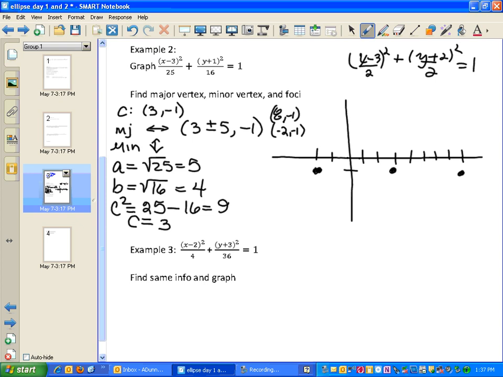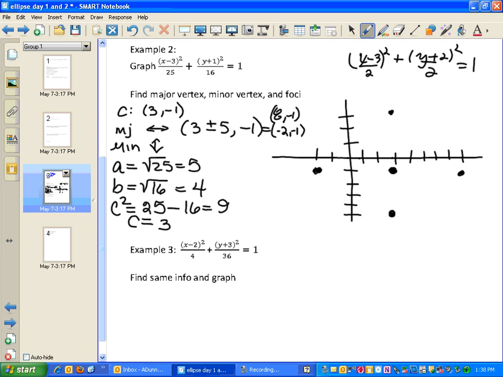Now, I want you to, and you'll see why as the numbers get harder. Okay? Our minor axis. From our center, we went up how many units? 4. And down? Okay, so 1, 2, 3, 4. 1, 2, 3, 4.